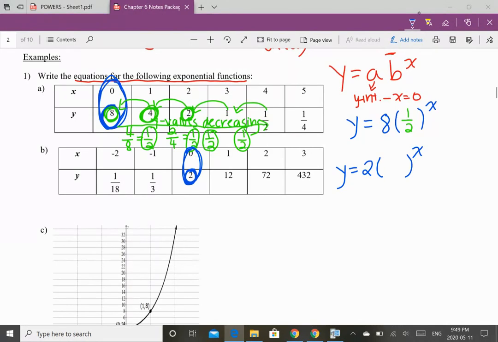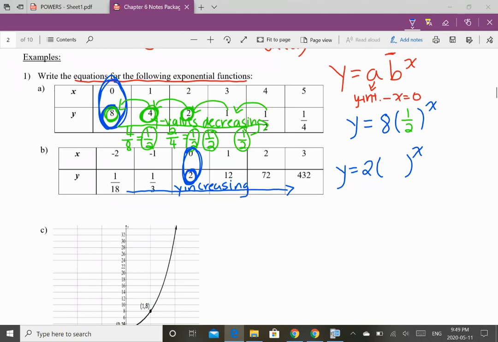1/18, 1/3, 2, 12, 72, 432. I notice that as my x values get bigger, so are the y values. The y values are increasing. This is exponential growth, so my base has to be bigger than 1.